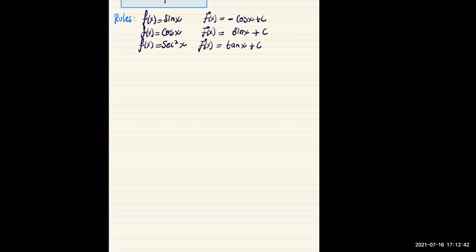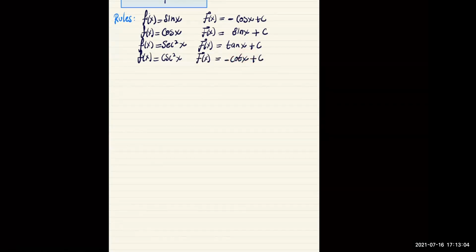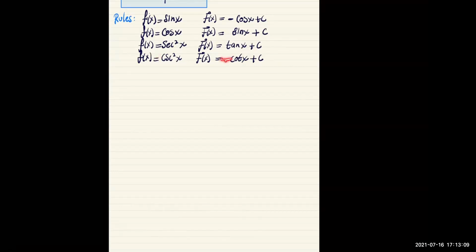Or let's say f of x is equal to cosecant squared x. I'm going with cosecant squared x because it is the derivative of negative cotangent. Again, you can check: the derivative of cotangent is negative cosecant squared, but this is positive, therefore I need that factor of negative. Okay, and we got two more.